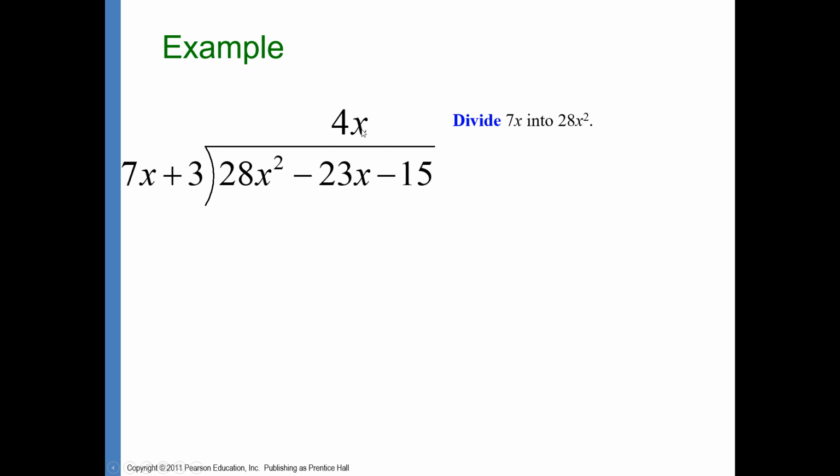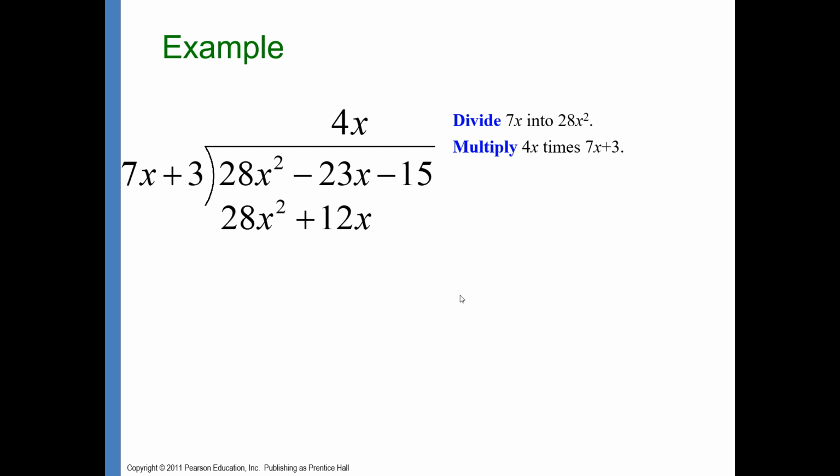We're just going to follow that same process. We divide first, then what do we do? Multiply. Whatever term we get on top, we're going to distribute that to the entire polynomial that's outside. Remember, that's the denominator, right? So we'll distribute that to the denominator. 4x times 7x is 28x squared, and 4x times 3 is 12x.